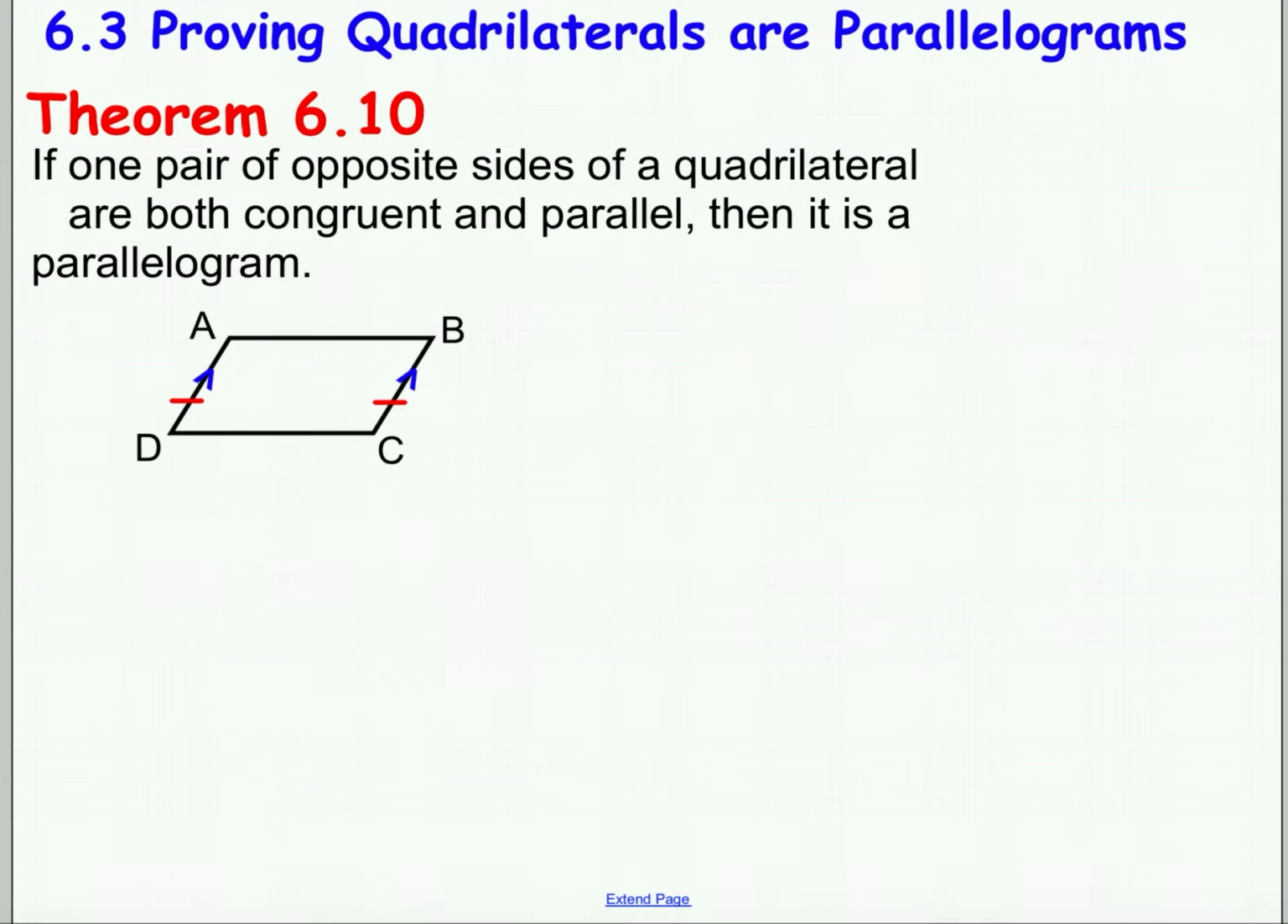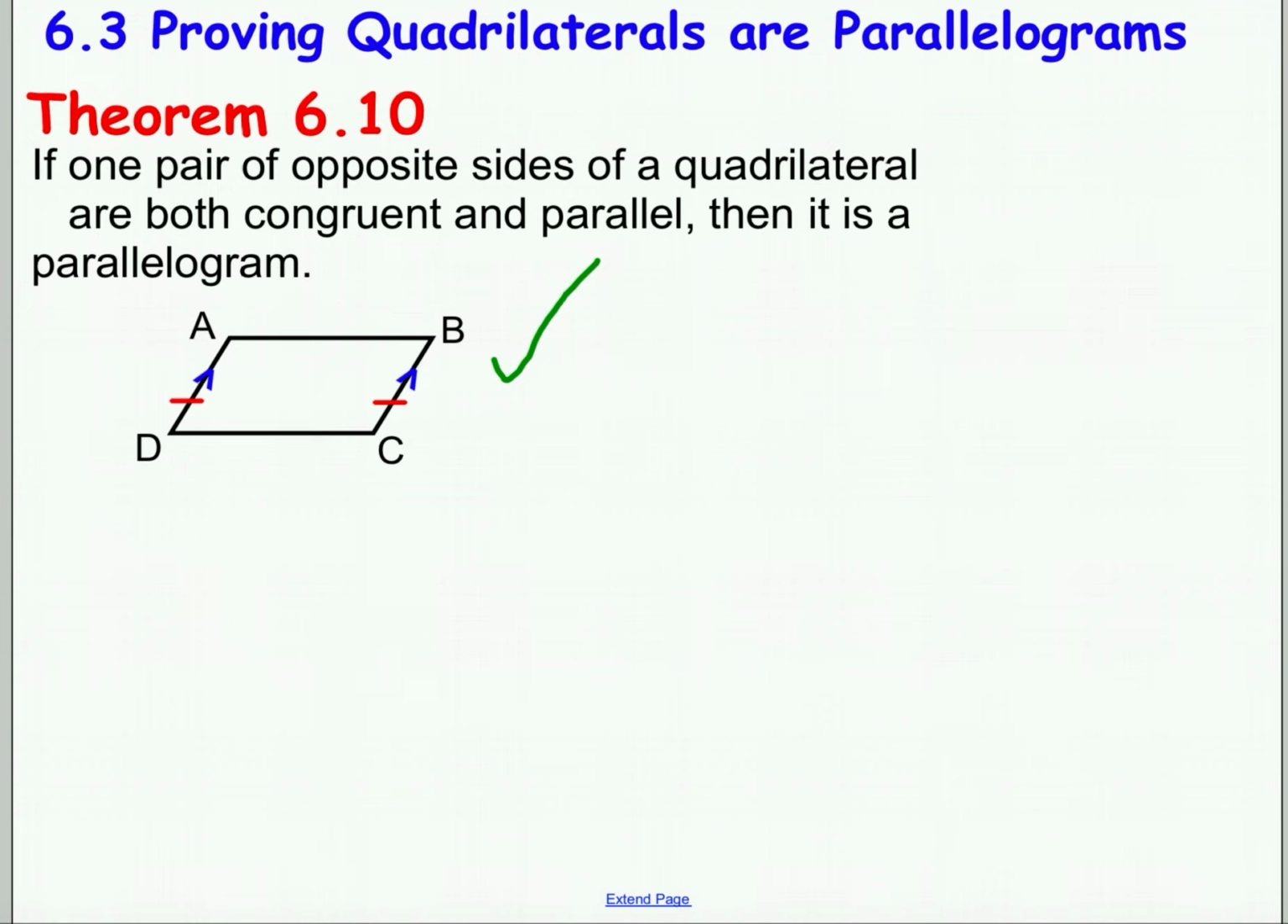Okay, let's go through one more, and this is a new one. If one pair of opposite sides of a quadrilateral are both congruent and parallel, then it is a parallelogram. So this is new. Remember, we just learned theorem 6.6 said that if both pairs of opposite sides are congruent, we can say for certain it is a parallelogram. But that's not all we can know. If we know, like we do in this picture right here, that there's one pair of opposite sides that are congruent and parallel, then we can say, yep, ABCD is a parallelogram. So we can use all those rules to prove whether or not something is a parallelogram.